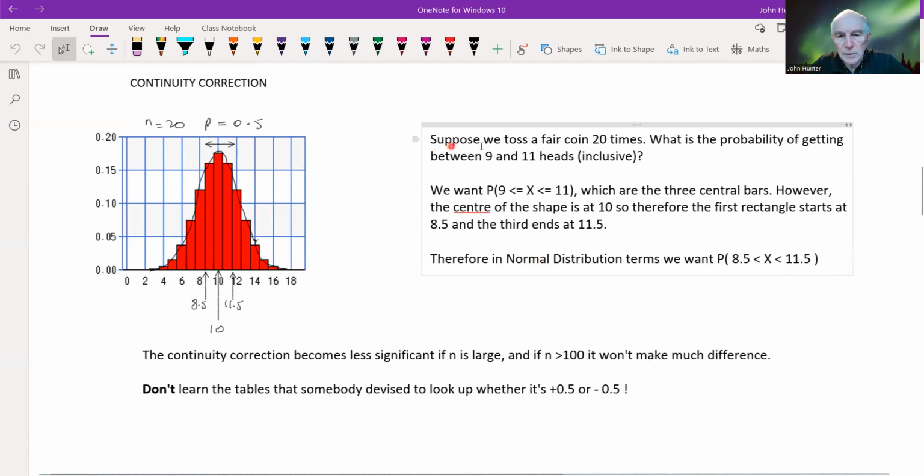Let's look at this. Suppose we toss a fair coin 20 times. What is the probability of getting between 9 and 11 heads inclusive? Okay, so what we want is the probability that X is greater than or equal to 9 and less than or equal to 11. So we basically want these 3 bars here in the middle.